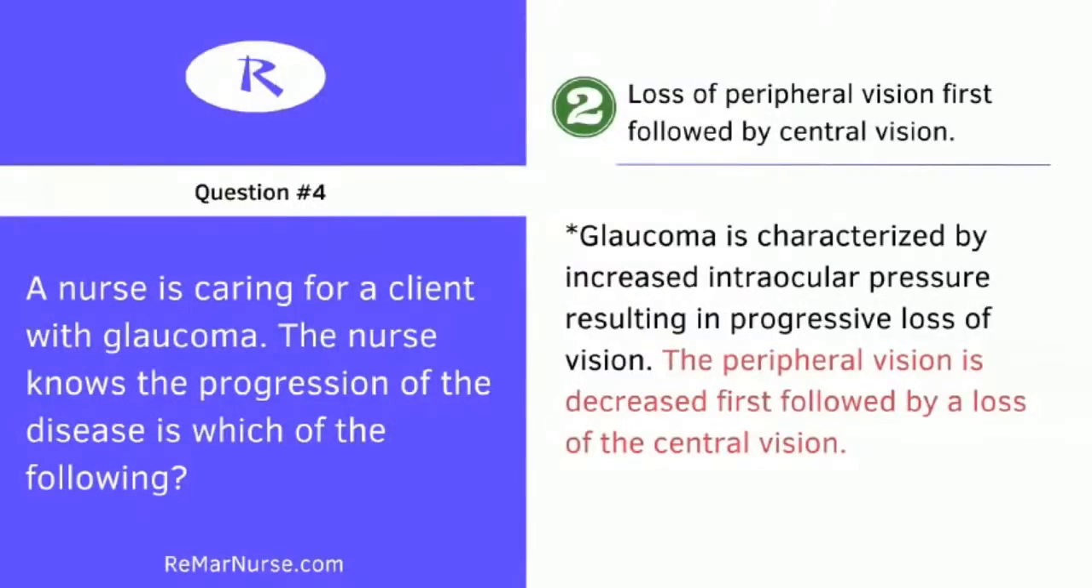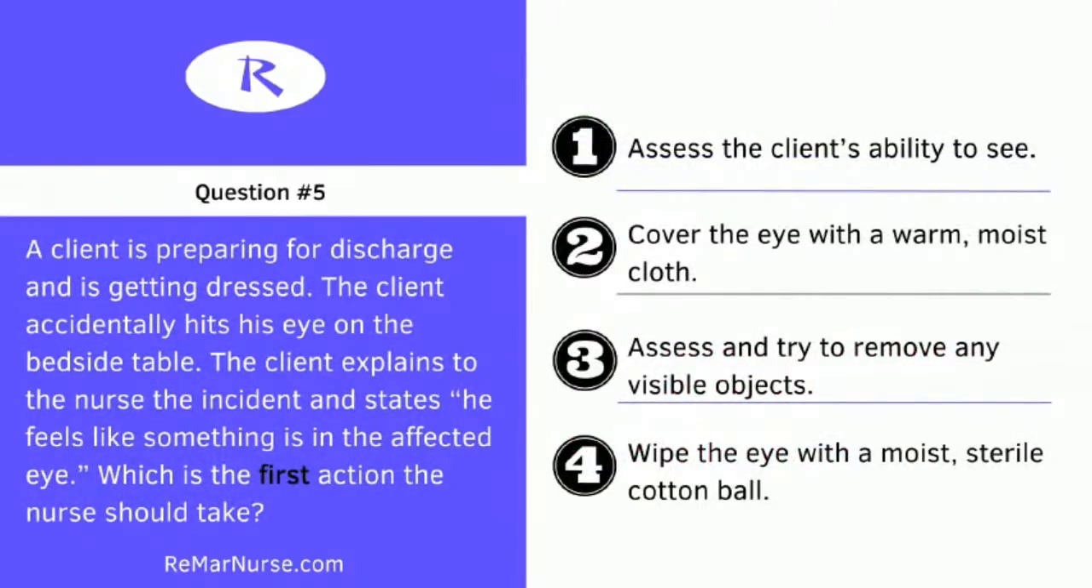Question number 5 is this. A client is preparing for discharge and is getting dressed. The client accidentally hits his eye on the bedside table. The client explains to the nurse the incident and states he feels like something is in the affected eye. Which is the first action the nurse should take?